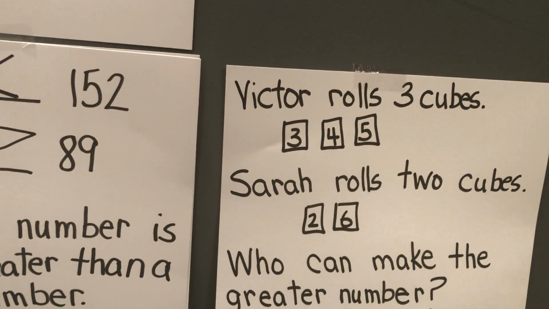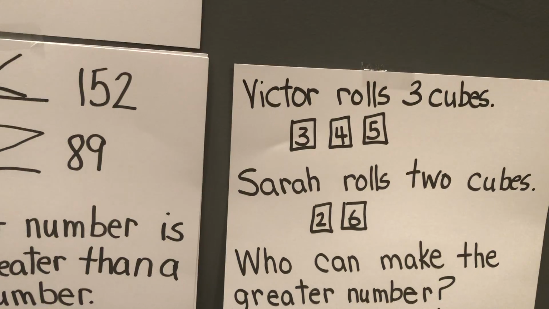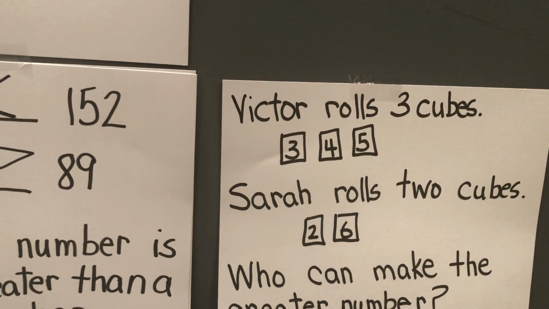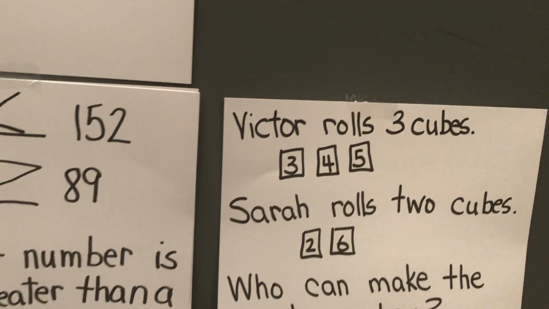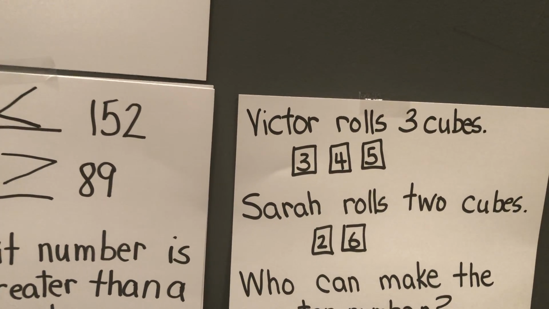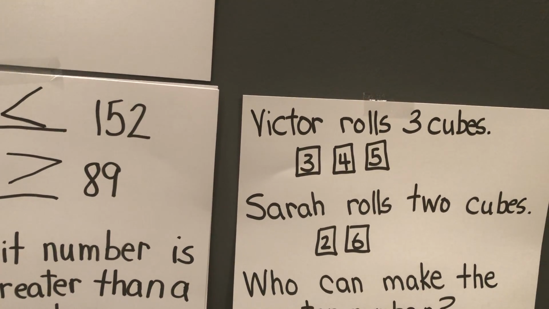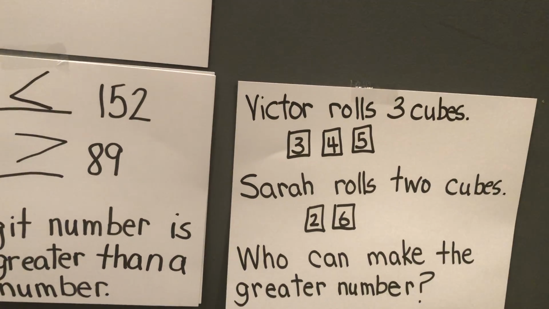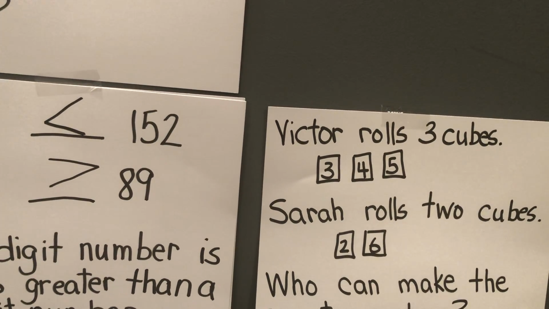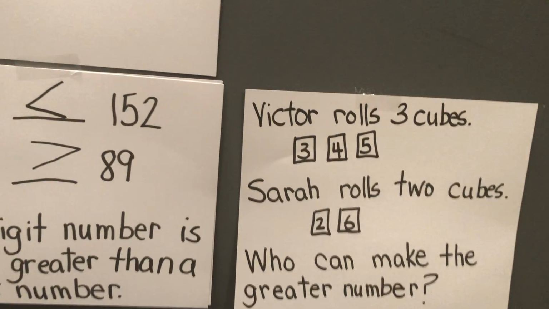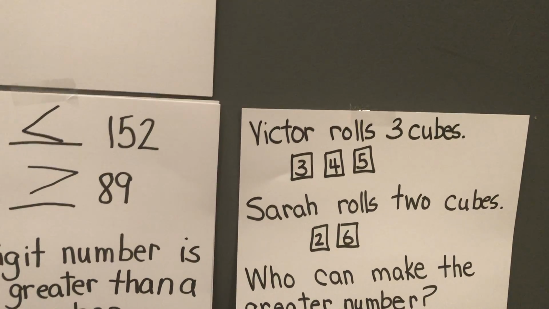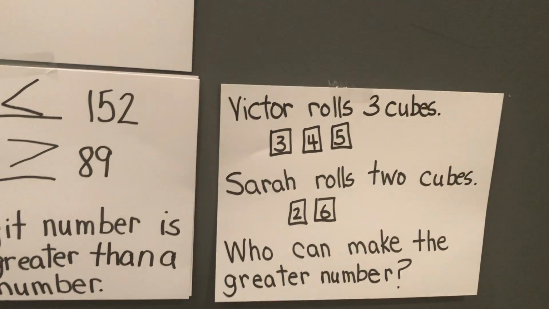Okay, so you should have said that Victor can make the bigger number. Why? Again, 3-digit numbers are always greater than 2-digit numbers. Now, Sarah can make a 26 or a 62 with her 2 cubes, which are both less than 100. Victor can make 3-digit numbers. His numbers are all greater than 100. A 3, a 4, and a 5 are all greater than 100. So right away you would know that Victor can make greater numbers.